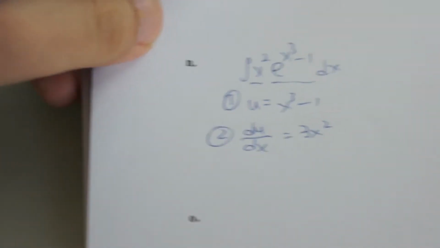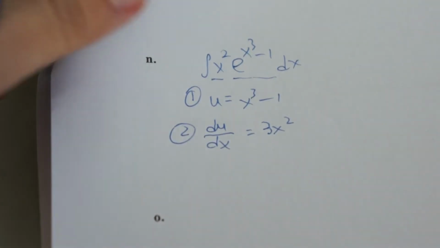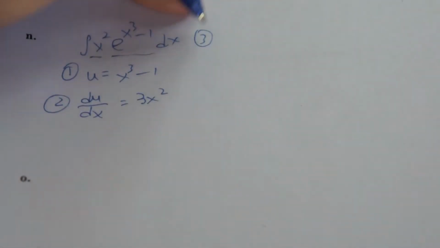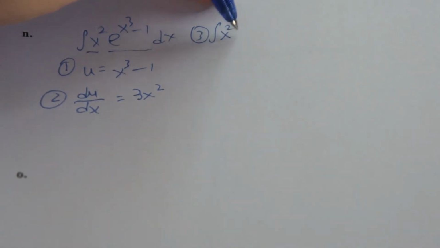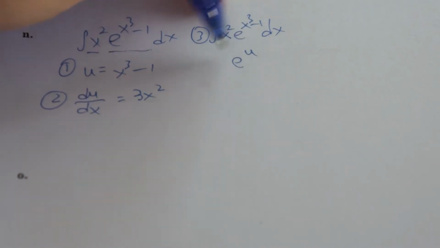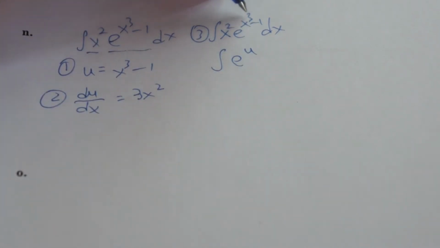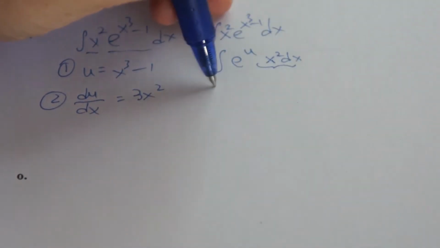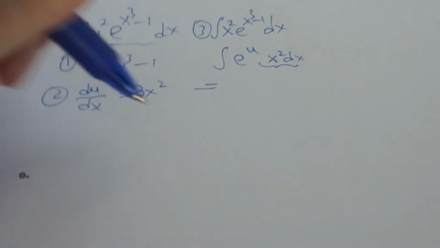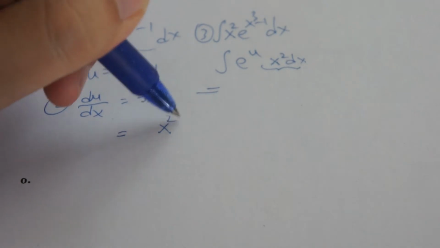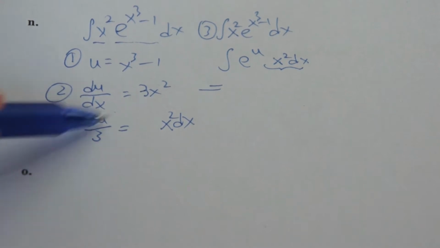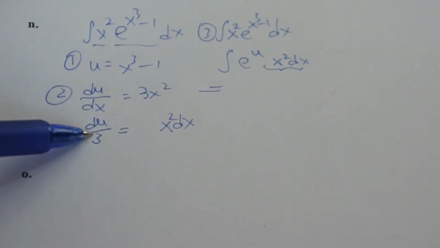Okay, step number 3. We need to do some replacement. The question can be replaced by u for this part. So we replace by u, and then x squared times dx. For this part, remember to read step number 2. Put the dx on the right hand side, bring the 3 to the left hand side, and therefore you will get x squared times dx equals du divided by 3.